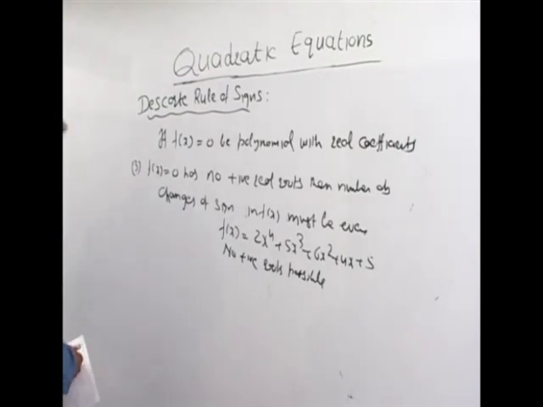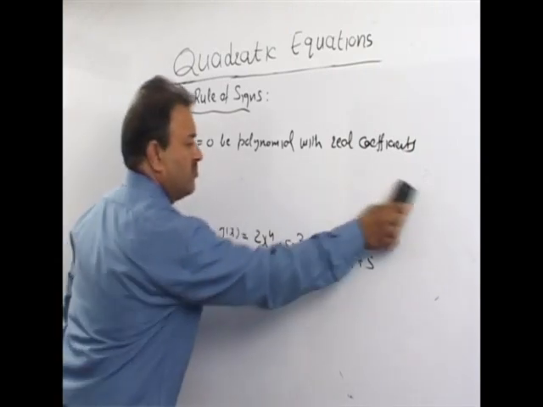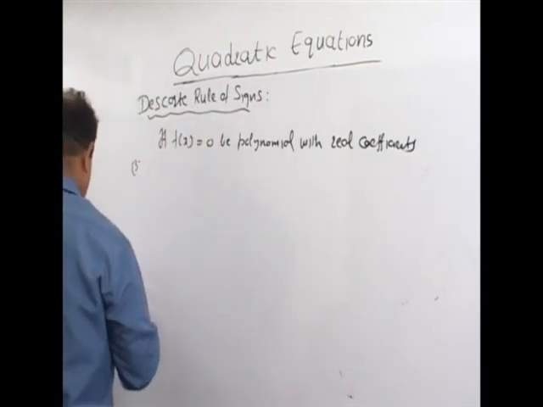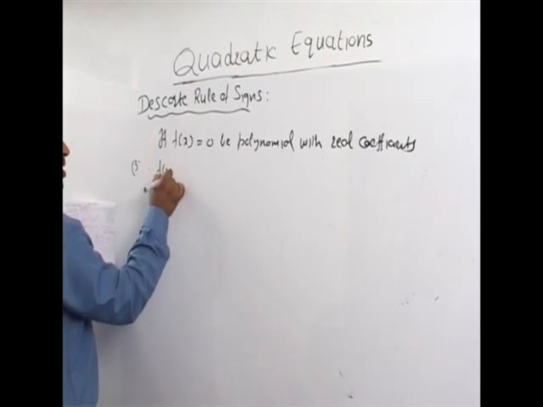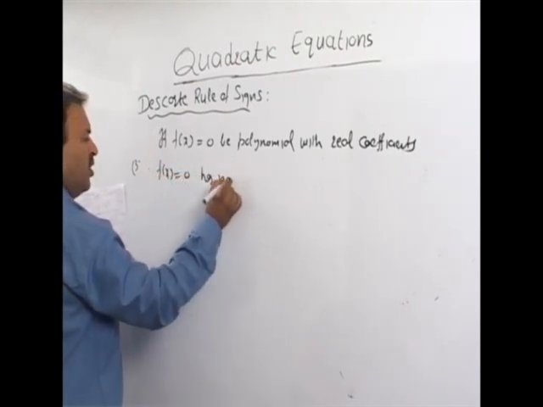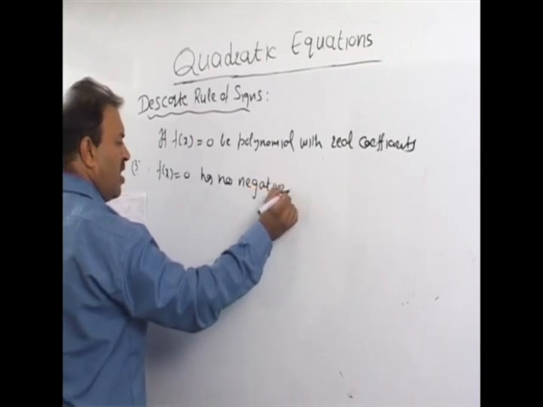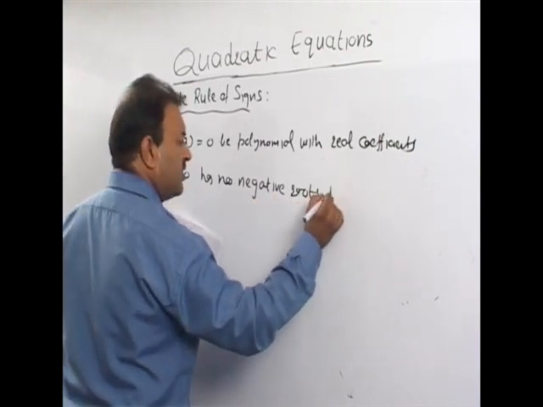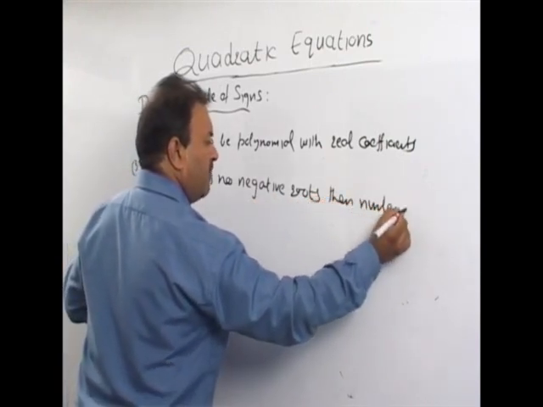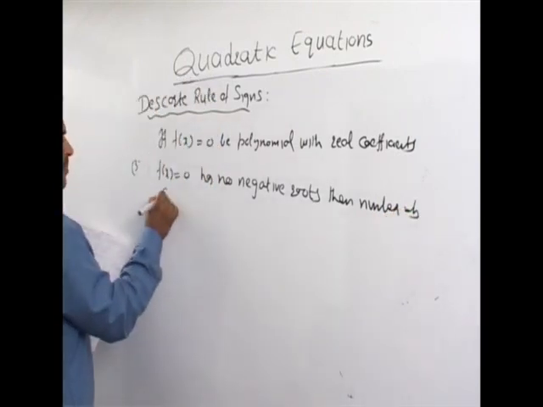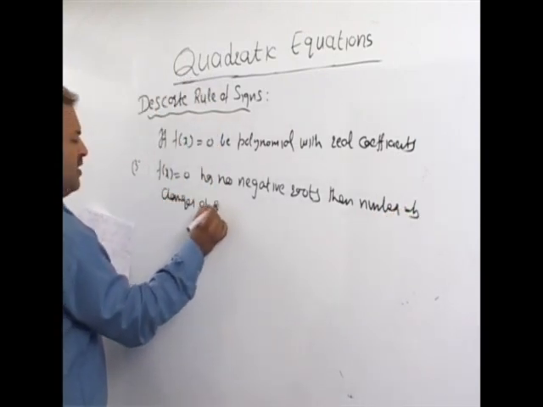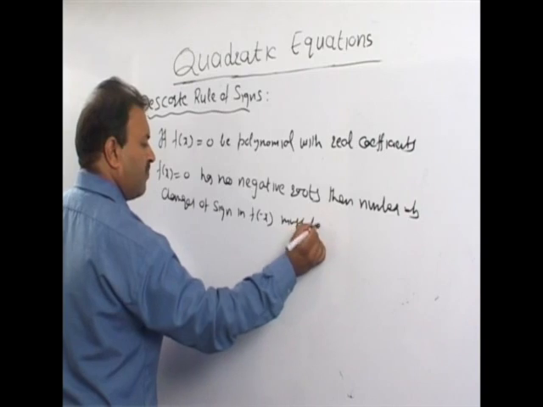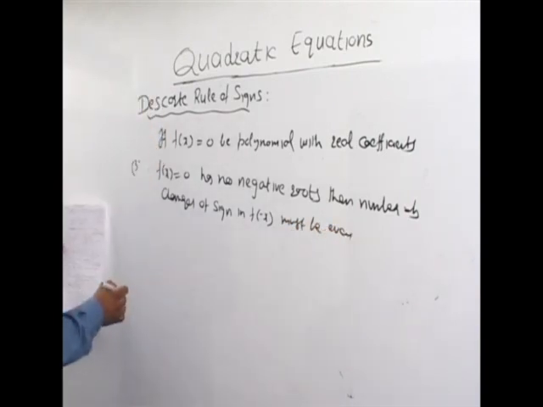The last point is, if f(x) is equal to 0 has no negative roots, then the number of changes of sign in f(-x) must be even. That means we take any example.